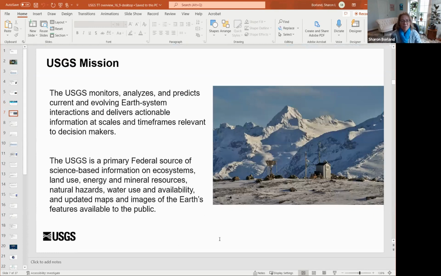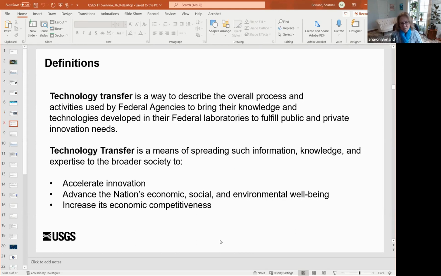The mission is as shown here. The USGS monitors, analyzes, and predicts current and evolving Earth system interactions and delivers information at scales and timeframes that are relevant to decision makers. The USGS is a primary federal source of science-based information on these areas, including ecosystems, land use, energy and mineral resources, natural hazards, and water.